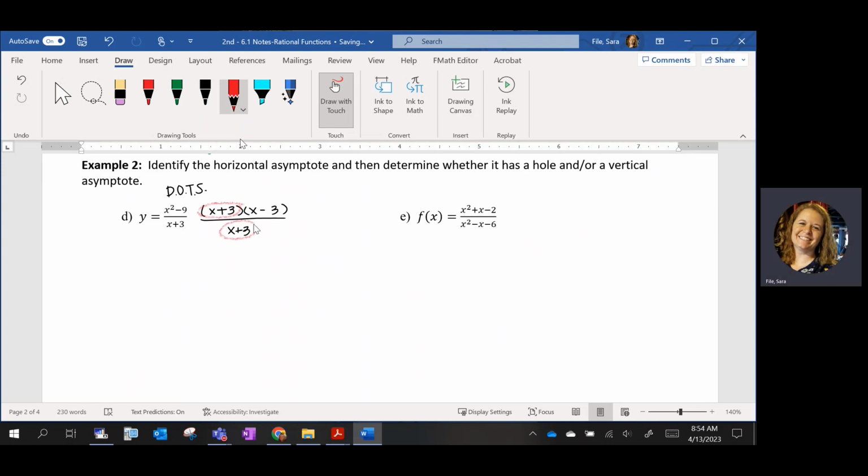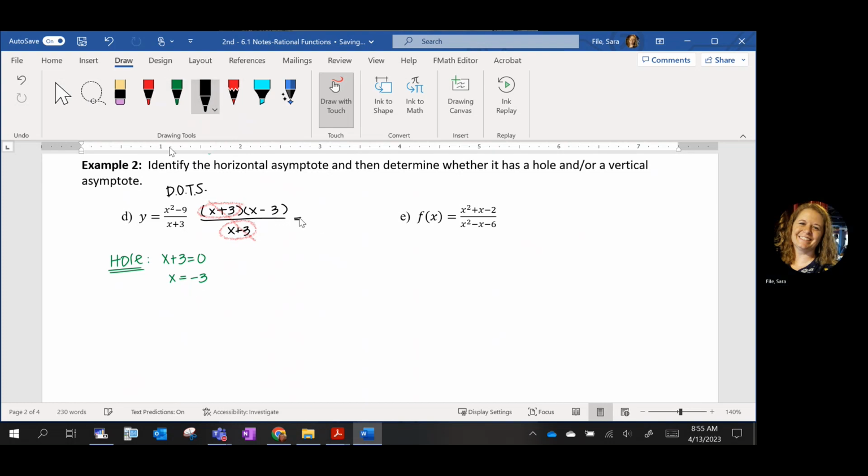The x plus 3. That can reduce. That tells me there's a hole. So I know there is going to be a hole, and it's going to happen where that factor, x plus 3, equals 0. So when I solve that, I get -3. Y'all agree? So that's the x value of the hole. Now the new equation, when I reduce that, what am I left with? It's just x minus 3. So that's what I mean when I say the new equation.